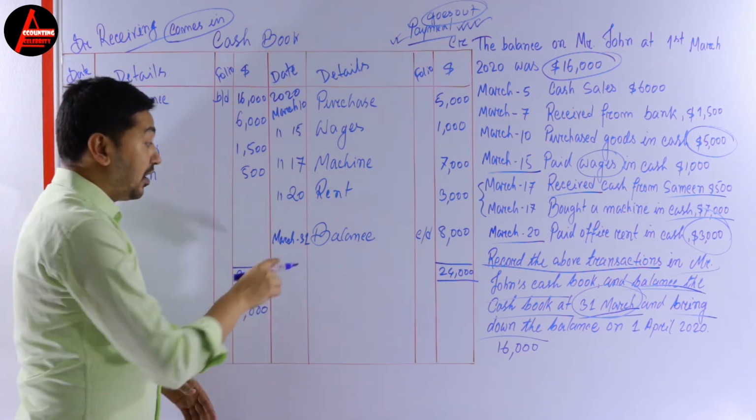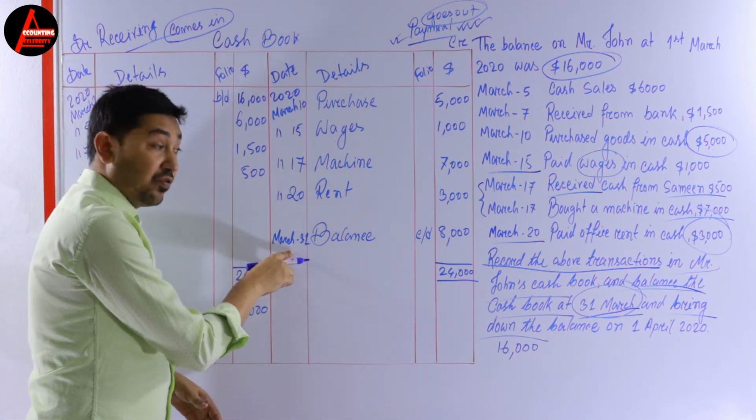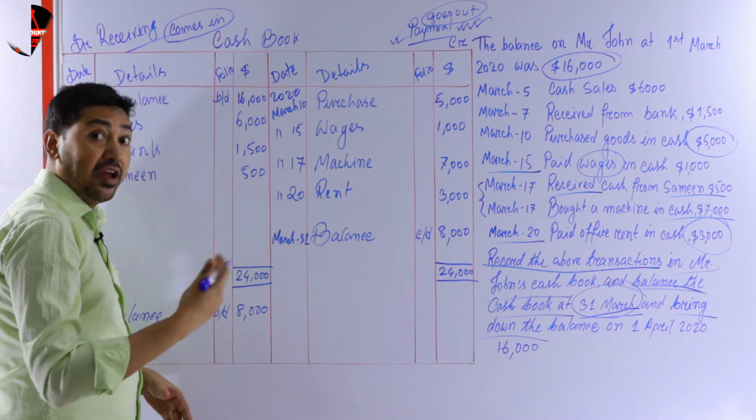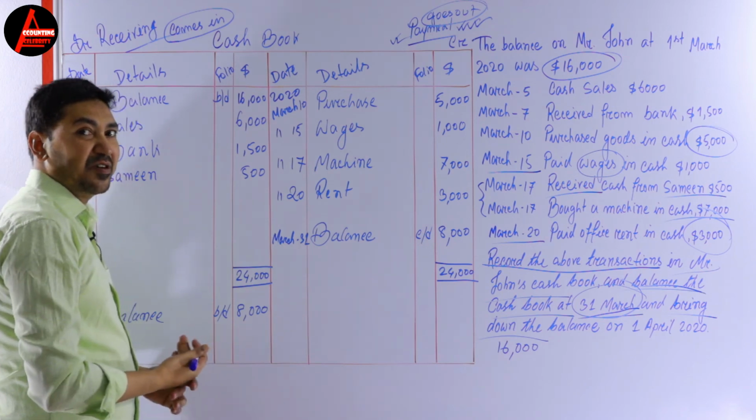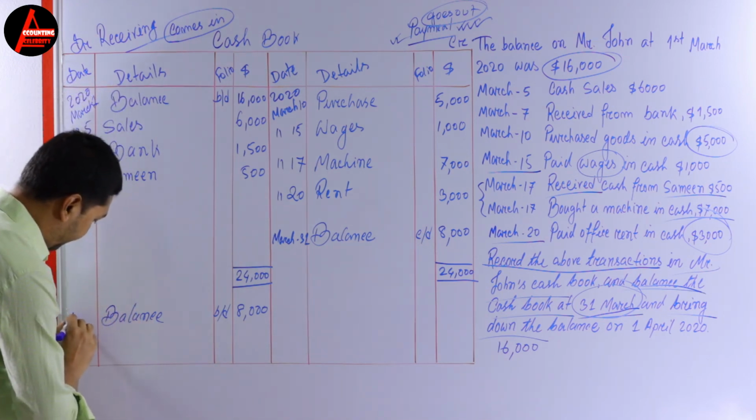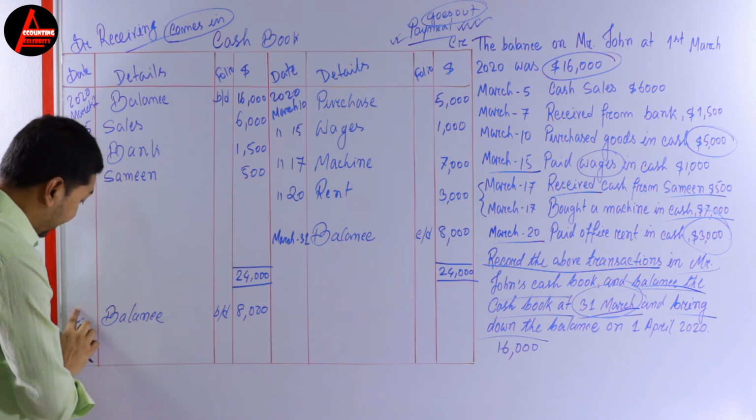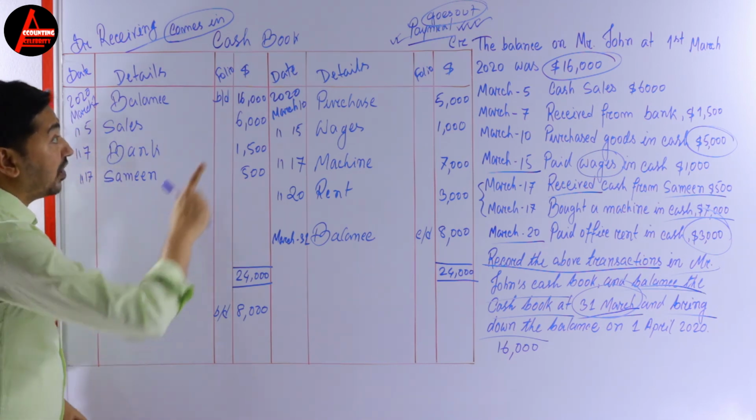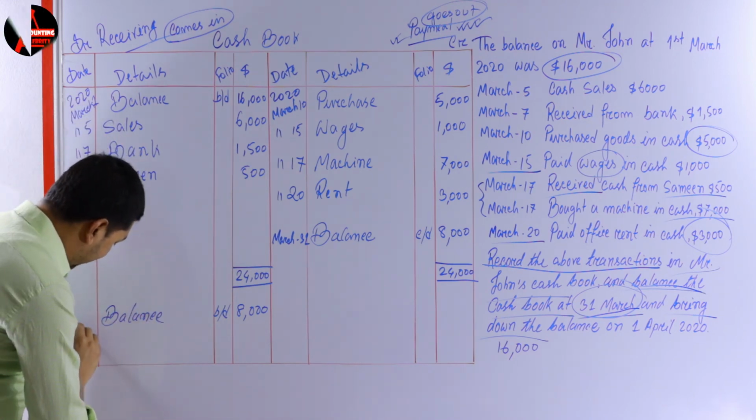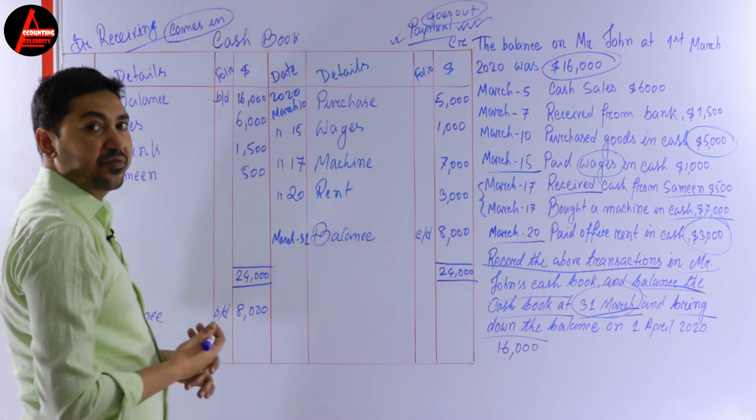So I repeat, you wrote the last day of the month for balance CD, and you will write the first day of the next month for balance BD. The month is March, so the next month will be April. So it will be April 1st.